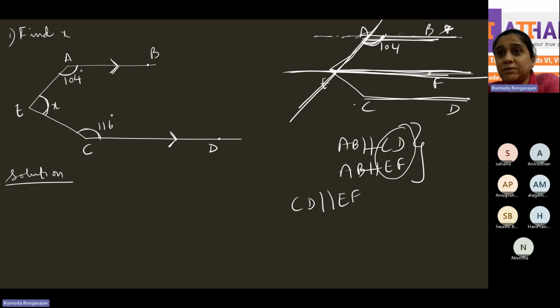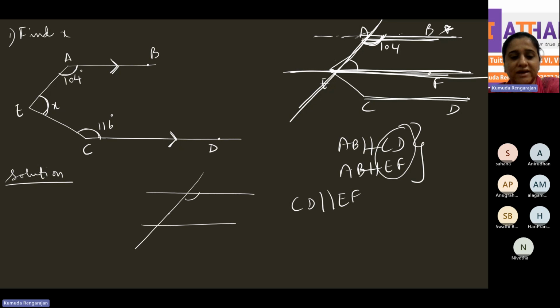Now, allied angles are supplementary. When two lines are parallel, co-interior angles are supplementary. So this angle and this angle are allied angles. I'm going to mark this angle as A. So you should write 104 plus A is equal to 180, because they're allied angles and the lines are parallel. So like this, you can find A. A is equal to 76 degrees.